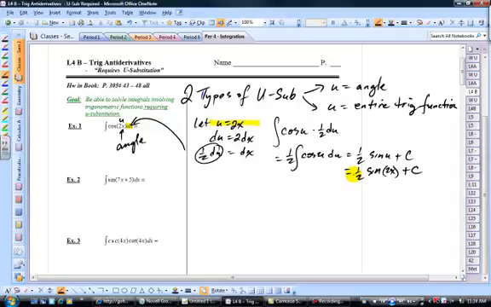I'm going to pause the video. I want you to try number 2. All right, bring your eyes back up here. Here we go. I'm going to let U equal the angle again. So U is going to be equal to 7x plus 5.